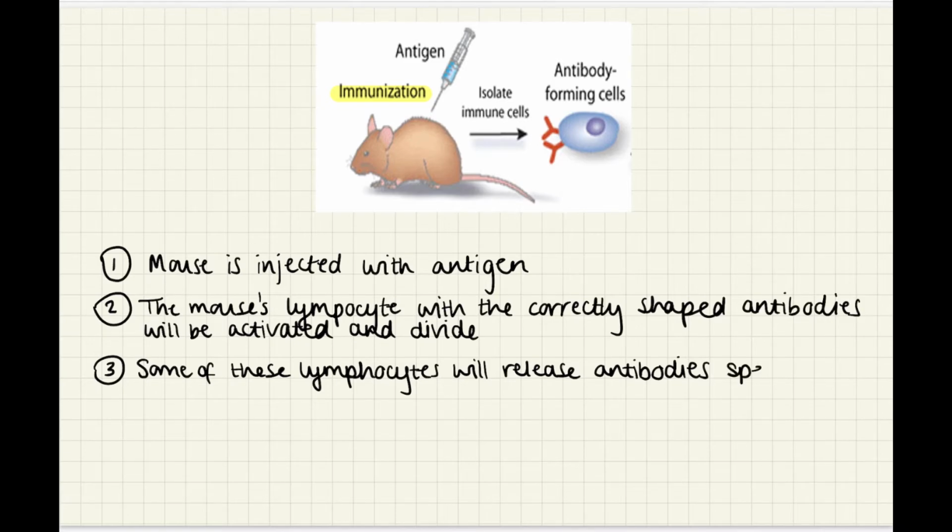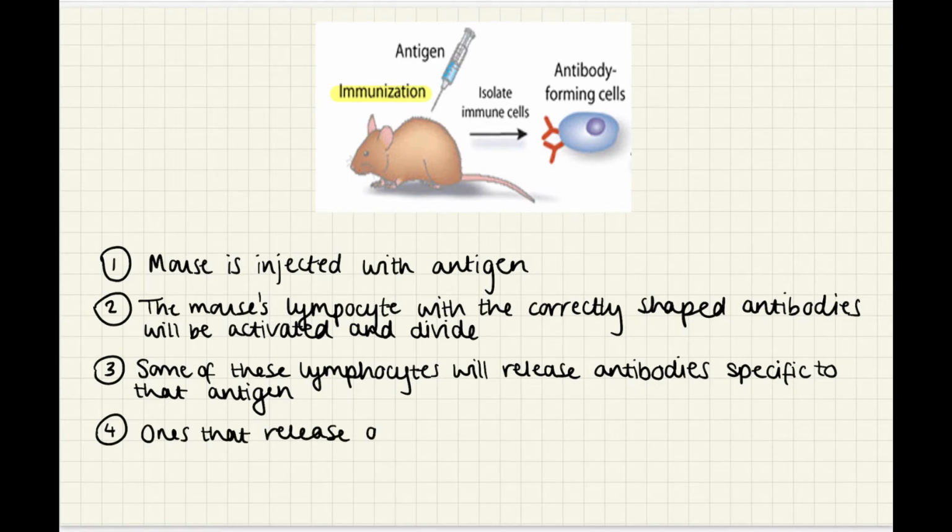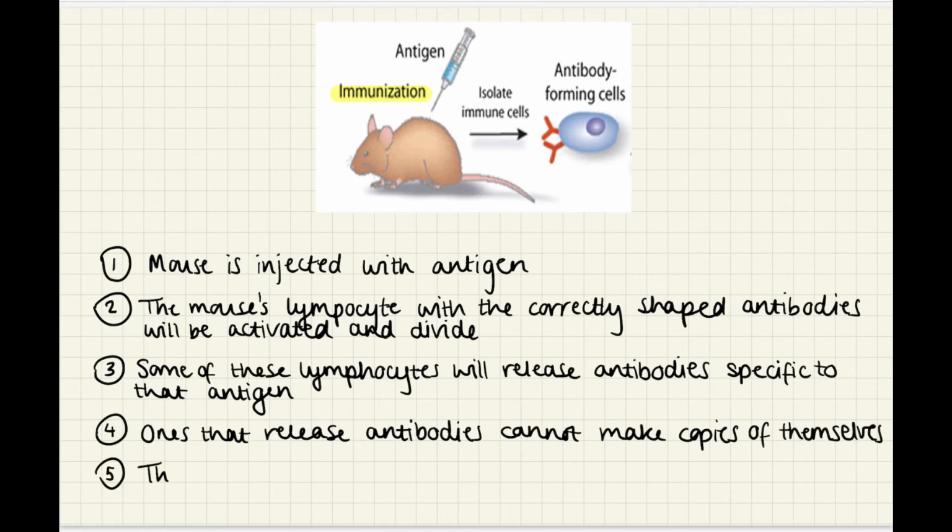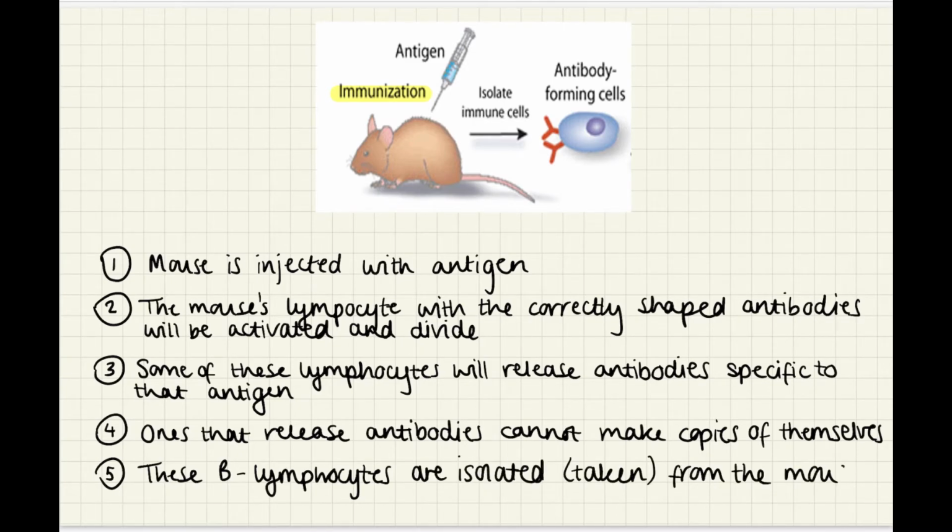New detail is that once lymphocytes decide that they're going to be the ones that release the antibodies, they are no longer able to make copies of themselves. They can't grow and divide anymore. So these B lymphocytes are isolated or taken from the mouse to be used. If you look at the diagram, the antibody forming cells are these lymphocytes.